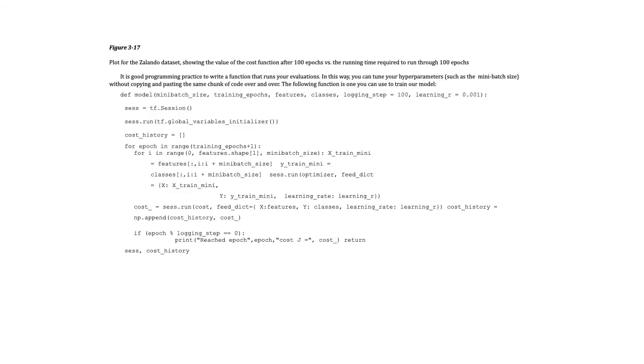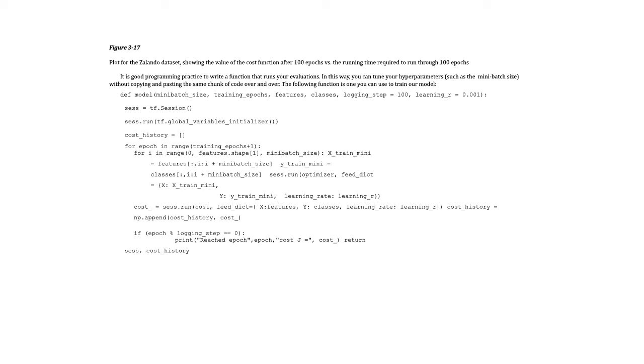Note that for other datasets, the optimal value may be very different. So, it is worth trying different values to see which one works best. In very big datasets, you may want to try bigger values, such as 200, 300, or 500. In our case, we have 60,000 observations and a minibatch size of 50, which gives 1,200 batches. If you have much more data, for example 1 times 10 to the power of 6 observations, a minibatch size of 50 would give 20,000 batches. Keep that in mind and try different values to see which works best. Figure 3-17: plot for the Zalando dataset, showing the value of the cost function after 100 epochs versus the running time required to run through 100 epochs.